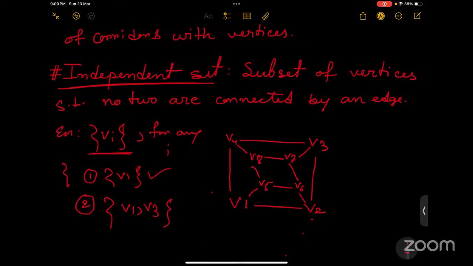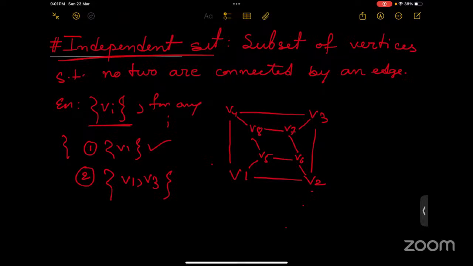It can be a singleton, or it has to be vertices not directly connected by an edge. As long as the two conditions are met, it is called an independent set. So singleton sets are automatically independent, and we don't need to check anything because there is no self-loop. V1, V7 is another one, and V1, V8 also. We can take any subset of vertices which are not connected via edges.